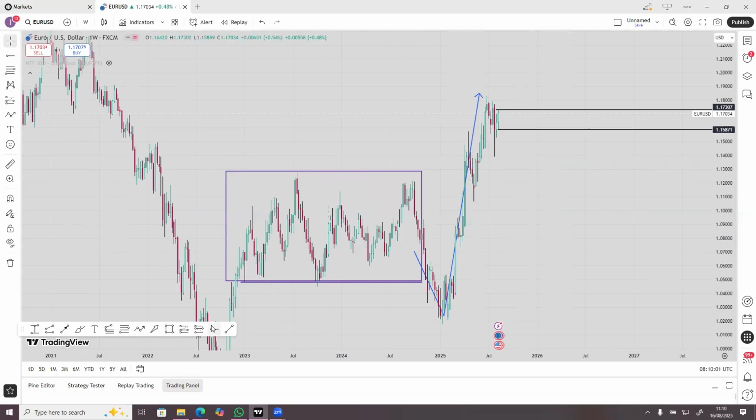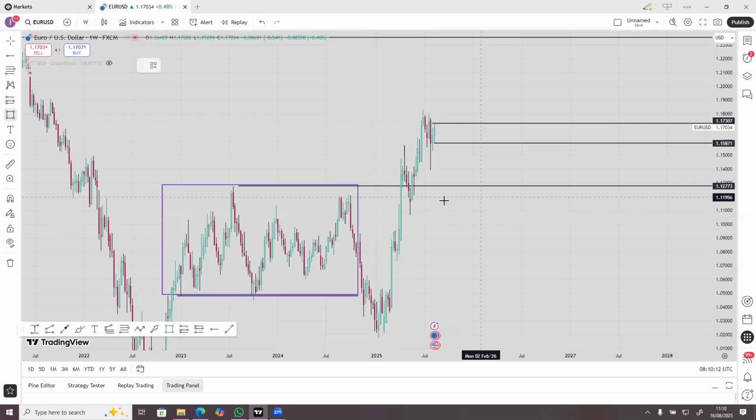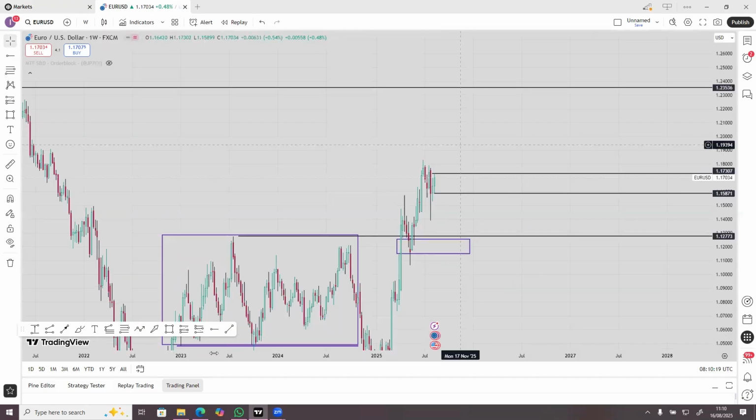And you can see this support is already tested. You can see price broke up, then came to test that FVG available here. So that point of interest is already mitigated. So we have to find buys to that resistance level, strong liquidity level. Okay, so what is supposed?